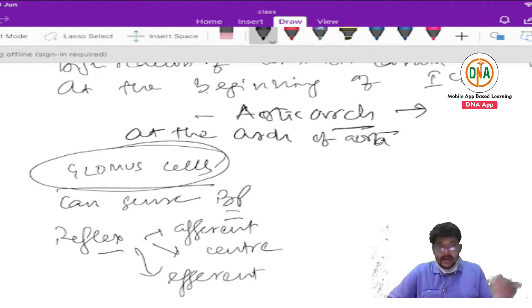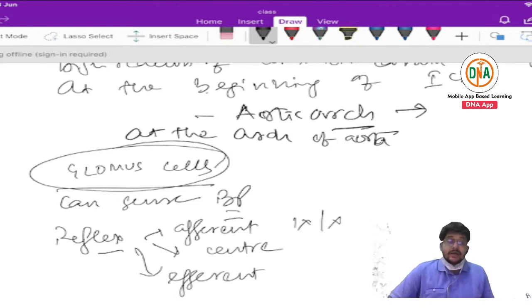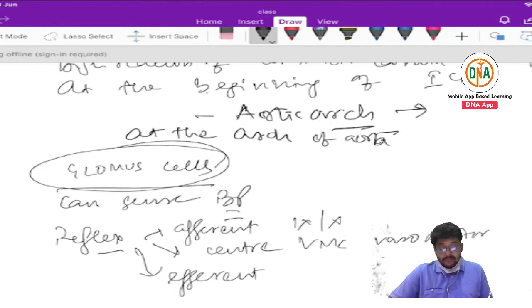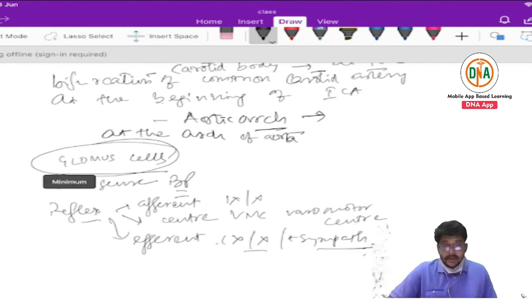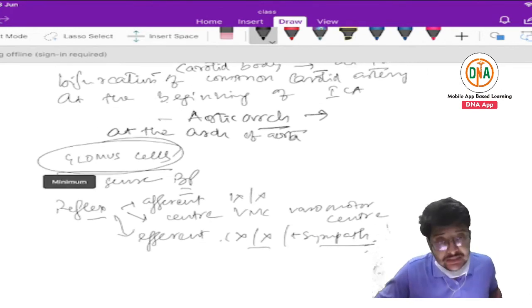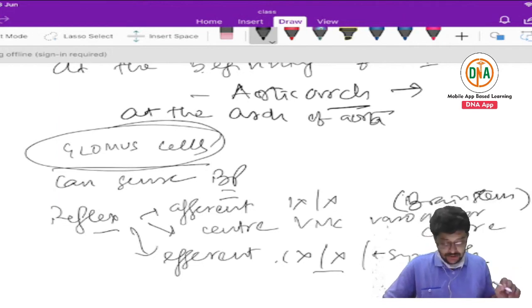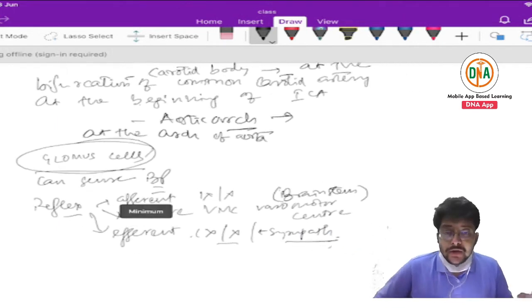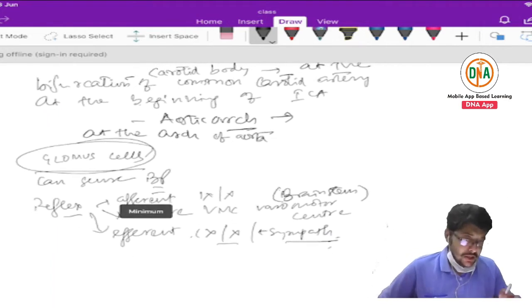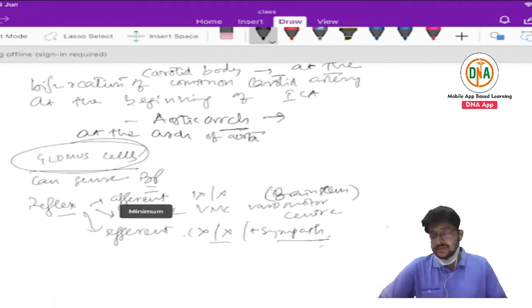So here the reflex, afferents are 9 and 10 cranial nerves. Center is the vasomotor center in the brainstem. And the efferent is 9 and 10 cranial nerve plus sympathetic channel. So 9 and 10 means glossopharyngeal and vagus. Center, vasomotor center, is present in the brainstem. So I'm giving you a proper, complete visual. Just take it down and we shall explain it after this.